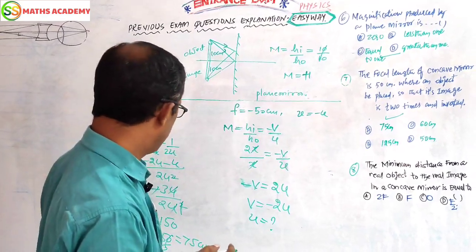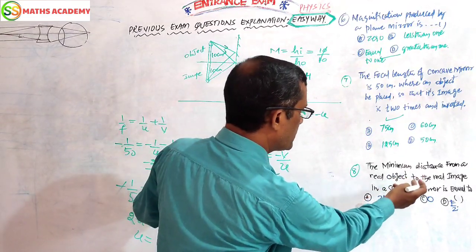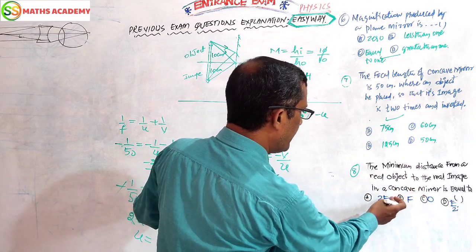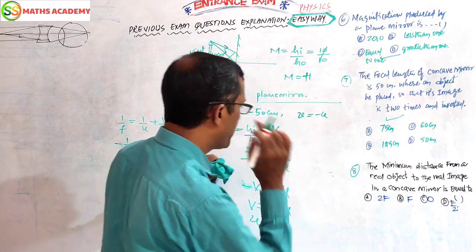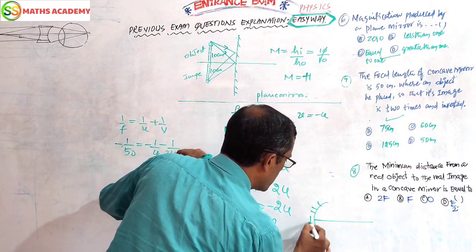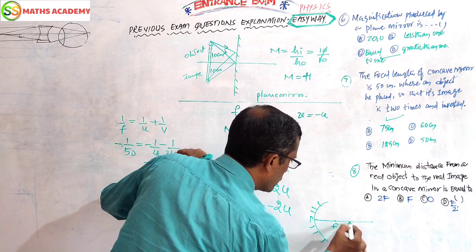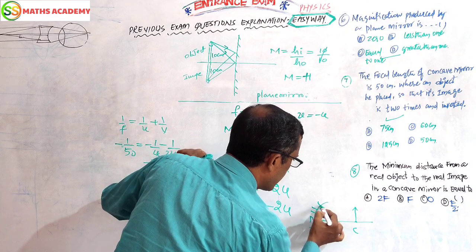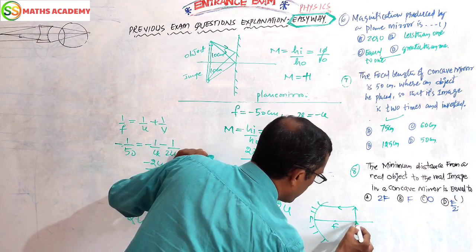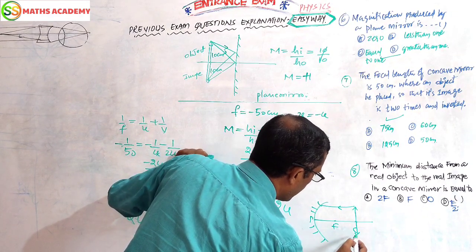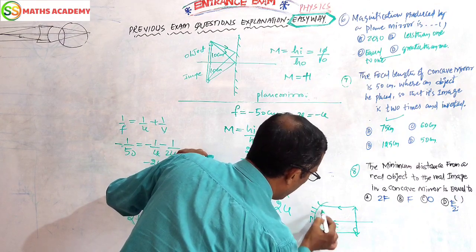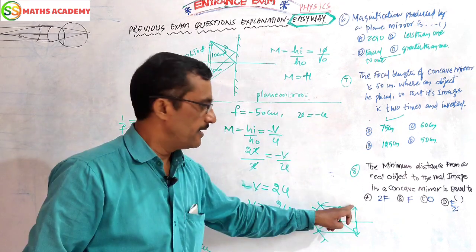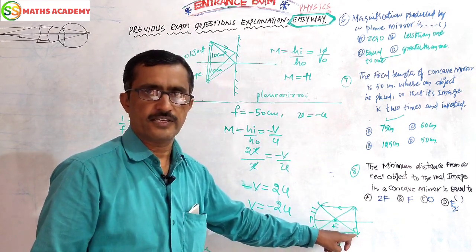75 centimeter. And the next question: the minimum distance from a real object to the real image in a concave mirror is equal to. So according to the ray diagrams, already know children, if the object is placed at the center of curvature, what did you understand? We observe that the image is also formed at the same center of curvature.